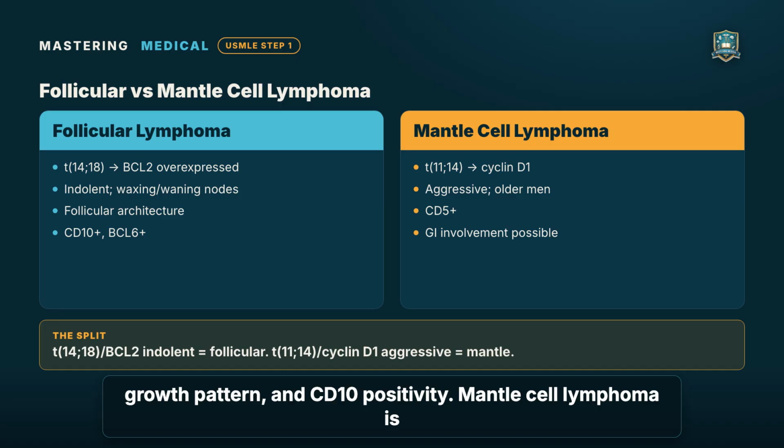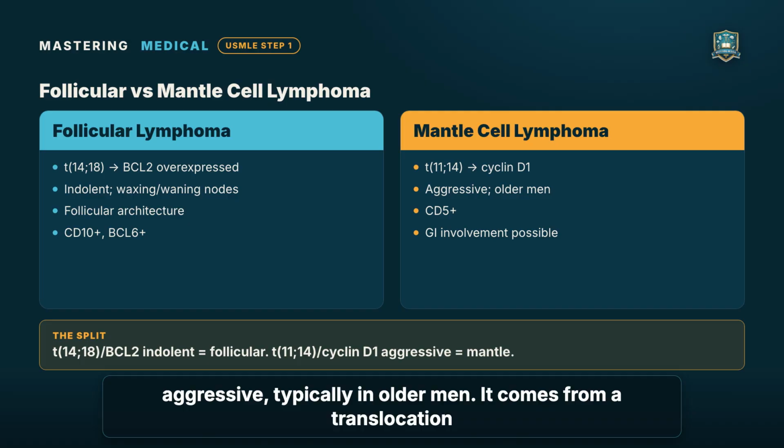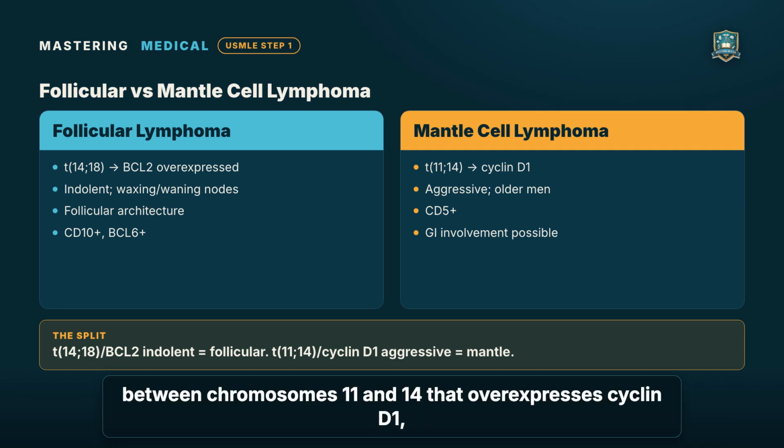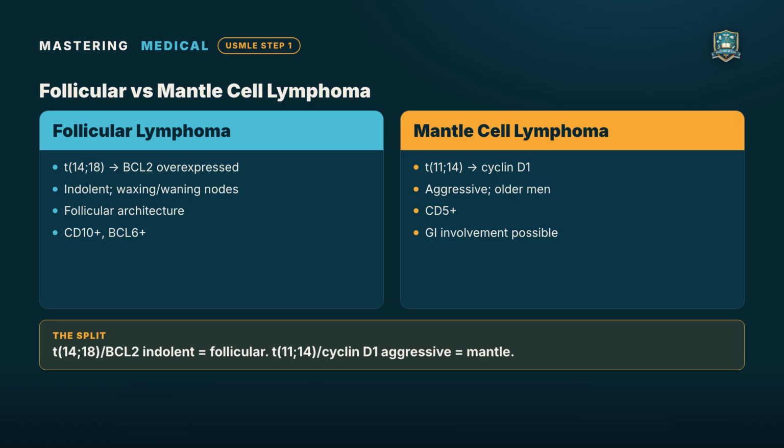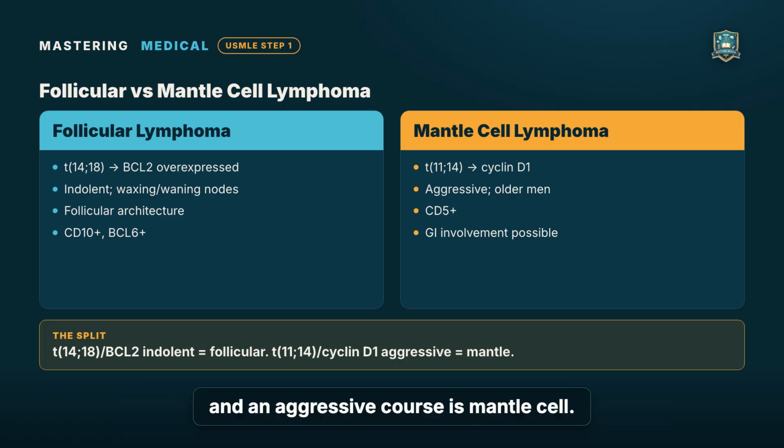Mantle cell lymphoma is aggressive, typically in older men. It comes from a translocation between chromosomes 11 and 14 that overexpresses cyclin D1, which drives the cell cycle, and the cells are CD5 positive. So the 14-18 translocation with BCL2 and an indolent course is follicular, while the 11-14 translocation with cyclin D1 and an aggressive course is mantle cell.